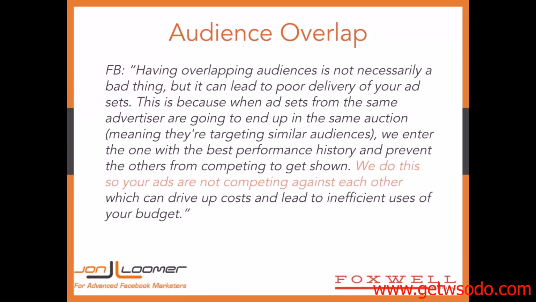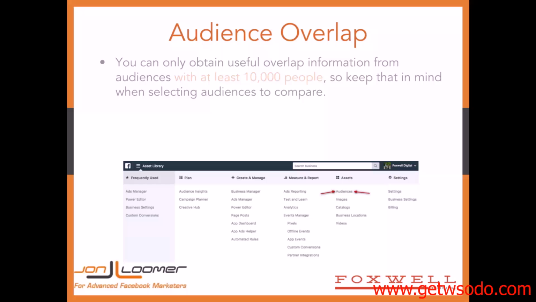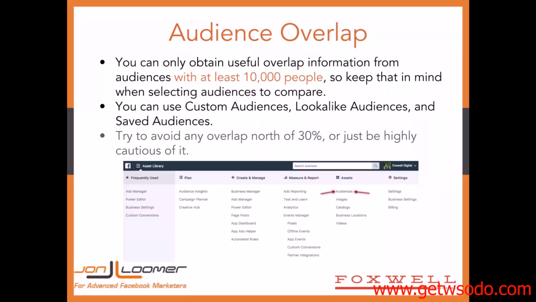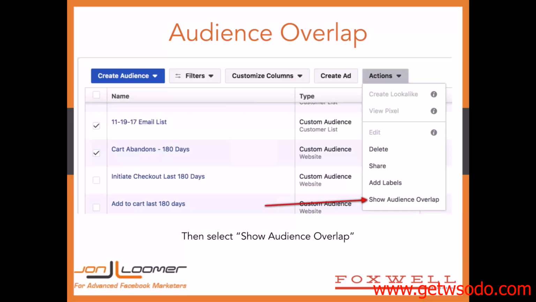So how do you determine the audience overlap? You don't want to be bidding against yourself in the auction necessarily, right? So you go into audiences and you select two or more, and then you hit show audience overlap, and it'll tell you.